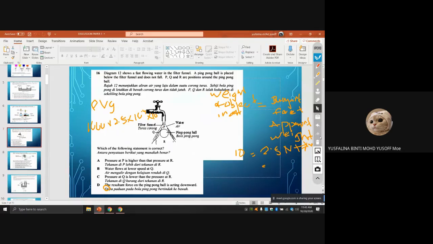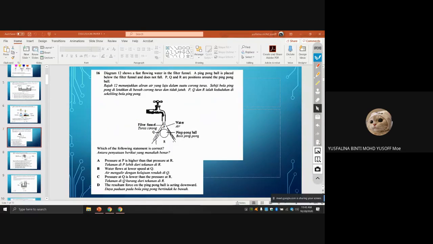Diagram 12 shows fast flowing water in the filter funnel. A ping pong ball is placed in the filter funnel and does not fall. P, Q, R are positioned around the ping pong ball. Which of the following statements is correct? Pressure at P is higher than pressure at R. If the pressure at P is higher than at R, of course the ping pong ball will fall down. So A is wrong.